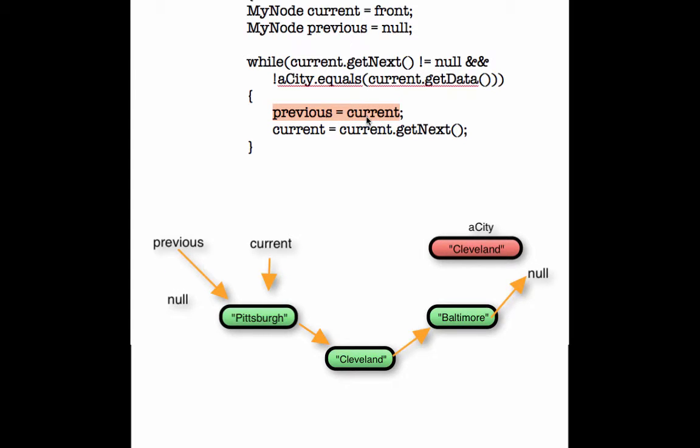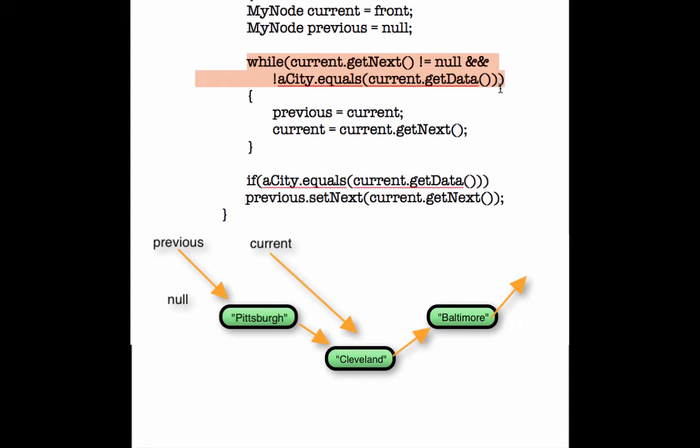So after this statement, the two references are looking at the same node. But the rule is to maintain them separate and exactly one node apart from each other. So after I do this, previous is moving to the right to have the same value of current, then I need to move current one node to the right. In other words, assign to current the next reference. So at the end of these two statements, I'm moving previous and current, but I'm keeping them one node apart from each other.